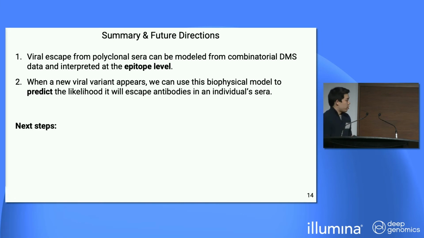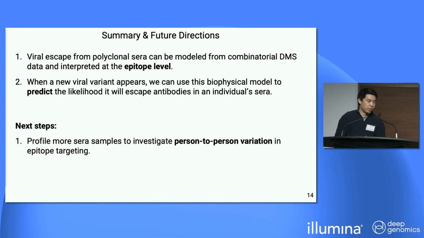And so some of the next steps, we're actively trying to scale and profile a lot more sera samples. I've showed you some very limited data in the previous slides, and one of the things that we think is going to be very important is this person-to-person variation in epitope targeting. The more sera samples that we test, the better idea we can get of how people's antibody repertoires and this epitope targeting look at the population level.